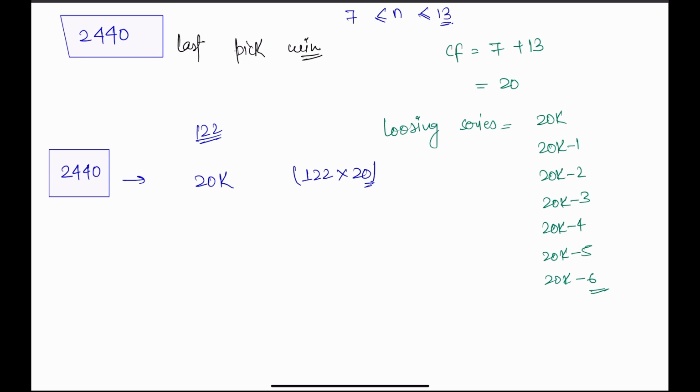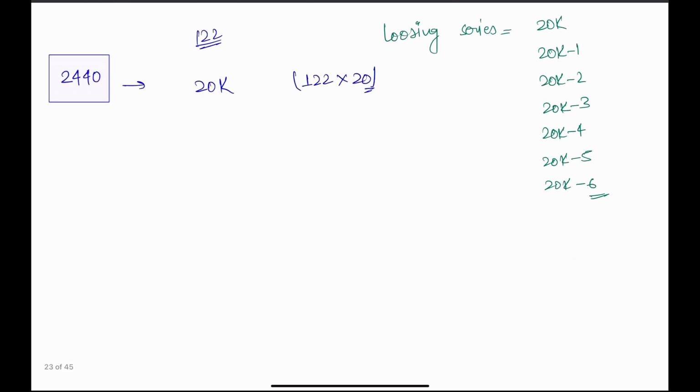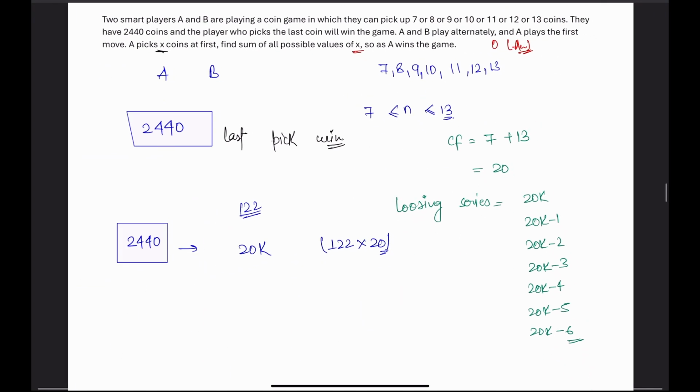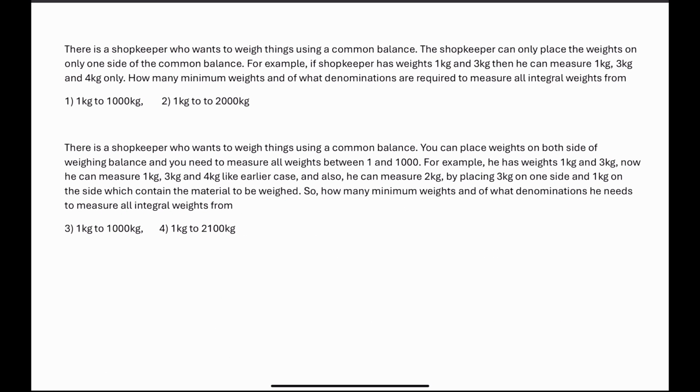If it's in the losing series, we can't do anything. The sum of possible values here will also be 0. There is no possible value, nothing he can pick to make sure that he will win. This is a good question.